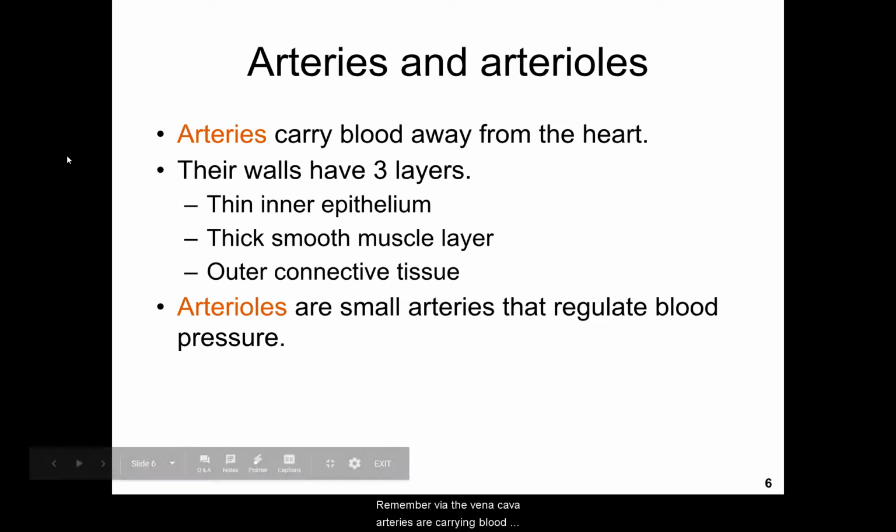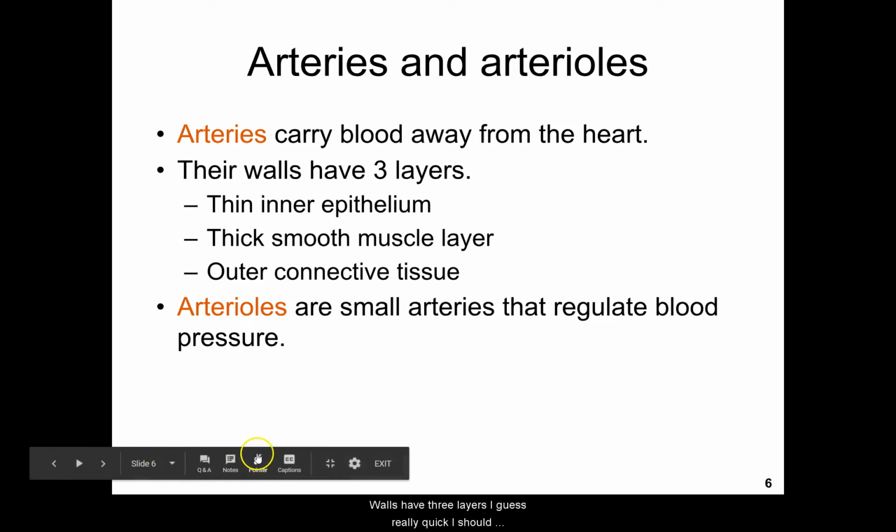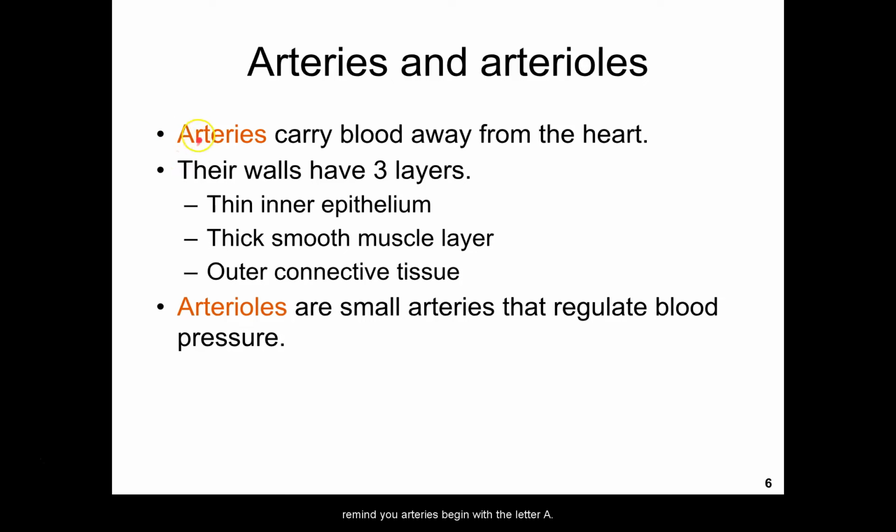So arteries are carrying blood away from the heart. Their walls have three layers. I guess really quick, let me get my pointer. Really quick, I should remind you, arteries begin with the letter A, so they carry blood away from the heart is a good way to remember it. So arteries, A, away. Arteries are composed of three layers. They have a thin inner epithelium, a thick, smooth muscle layer, and outer connective tissue.